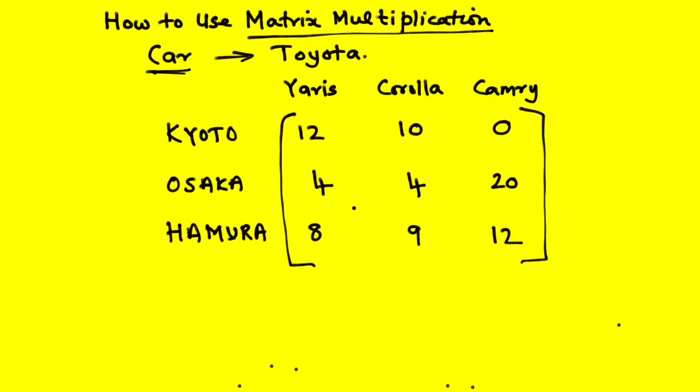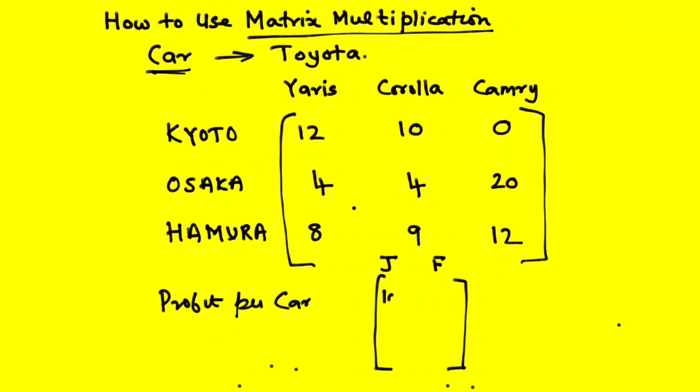Now also note that we have another matrix which gives us the profit per car. The profit per car is taken in two different months, say January and February. So in the first month, say the profit per car, this is 1000, this is 2000 for the three different models, and this is 1500.